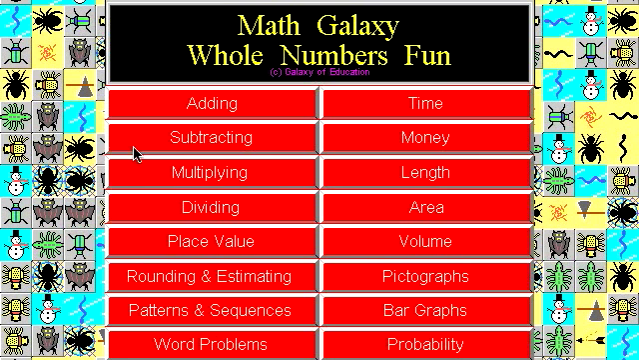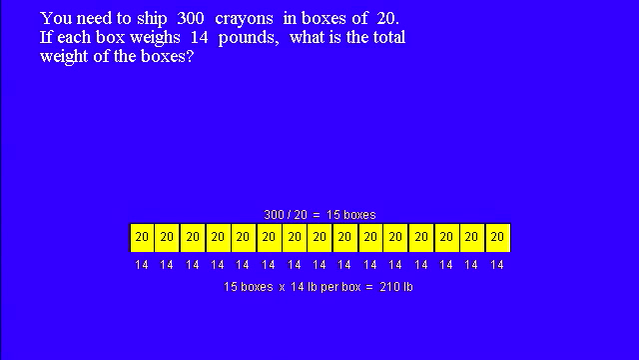This is our whole numbers program, and here we're going to be looking at multi-step word problems. This is an example of a multi-step word problem. You need to ship 300 crayons in boxes of 20. If each box weighs 14 pounds, what is the total weight of the boxes?